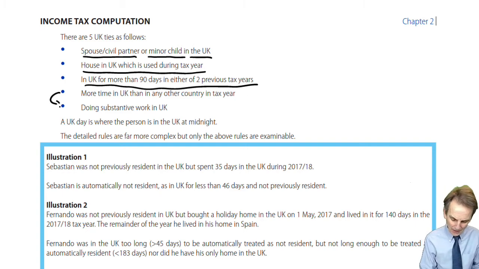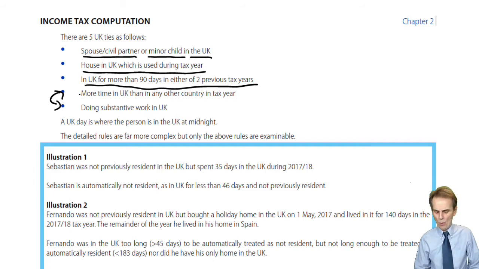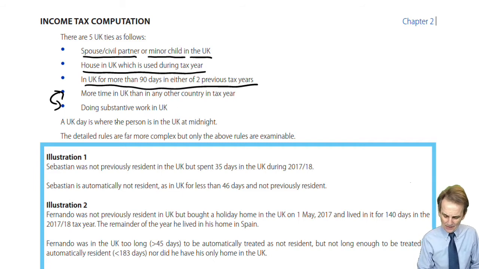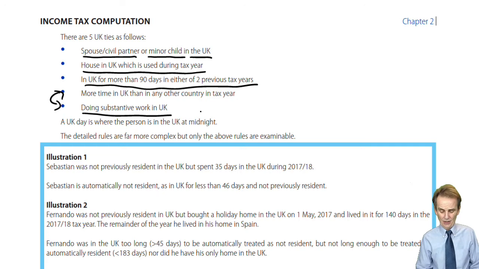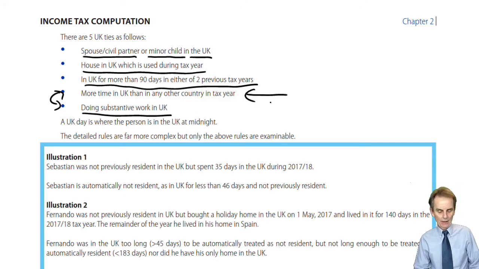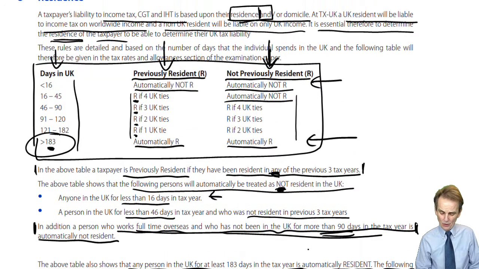Actually, these would be better the other way around. I'll explain why in a moment. But if you're doing substantive work, again, you don't have to define it at this level. You will be told whether or not that is the case. Now, there I picked out 4 of the 5 tests. That one is only applicable for people who are basically leaving the UK, where you were talking about someone who was previously resident in the UK and is now leaving the UK.